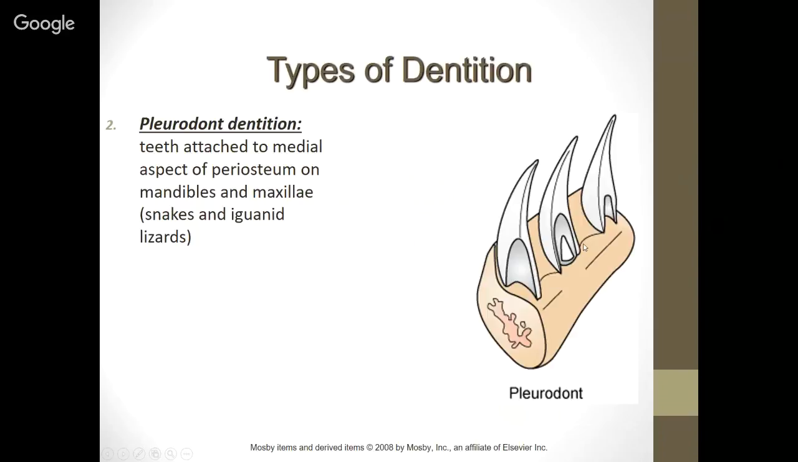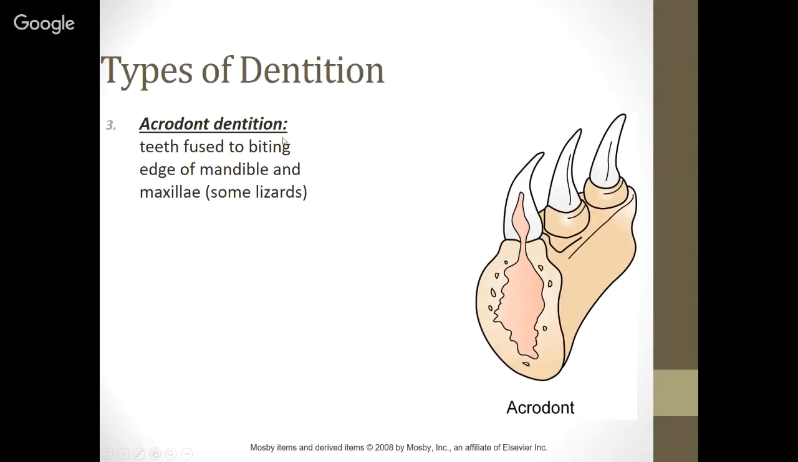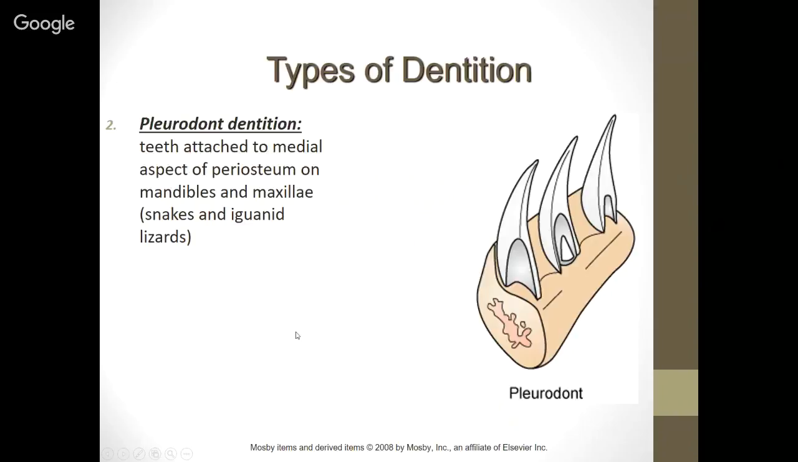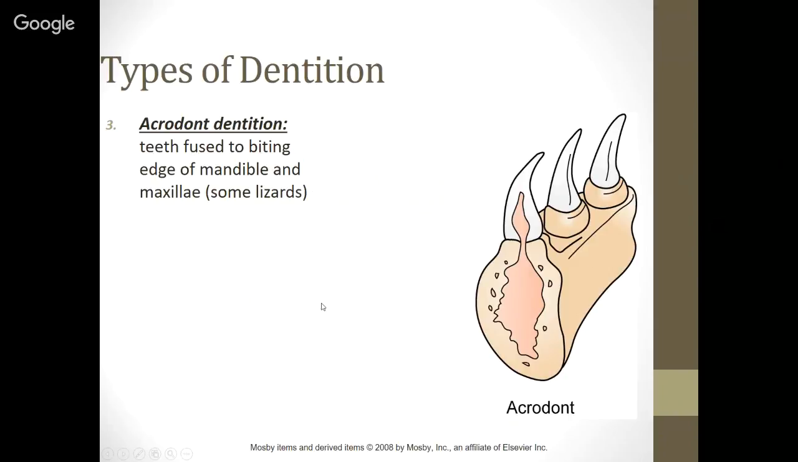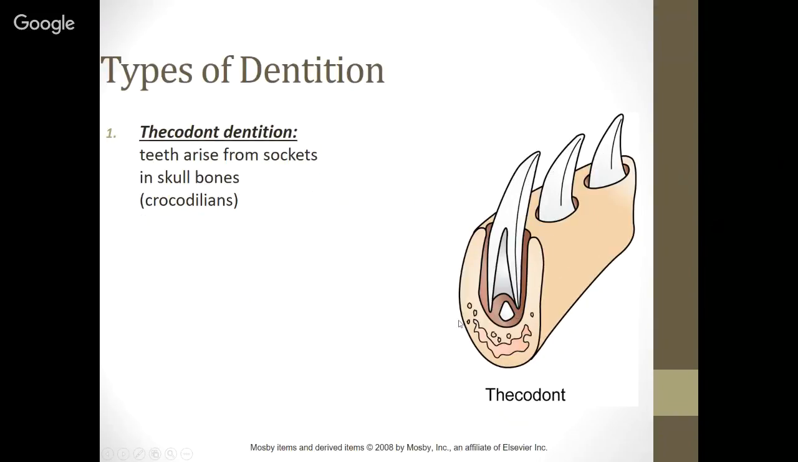Pleurodont dentition is when the teeth are attached to the medial aspect of the periosteum on the mandibles and maxilla, and that's snakes and iguanas, or iguanid lizards. So they are pleurodont. Acrodont dentition is when the teeth are fused to the biting edge of the mandible and the maxilla, and that we see in some lizards. So acrodont, they are fused to the bone. Pleurodont, they're attached to the periosteum, or the fibrous coating over the bone. Acrodont, they're fused. I'm sorry, thecodont, they come from sockets.